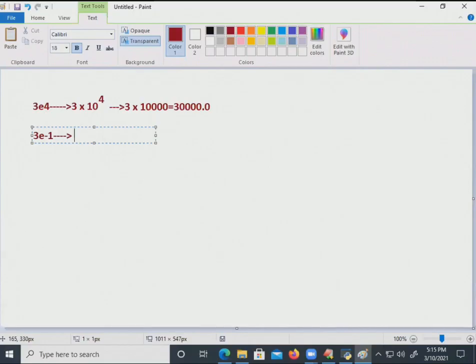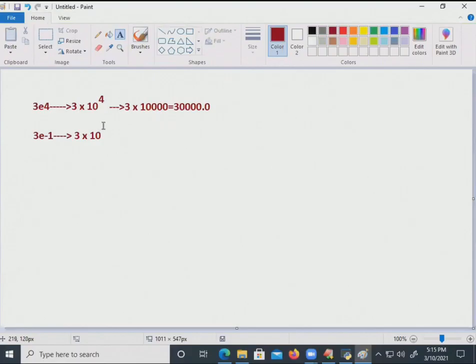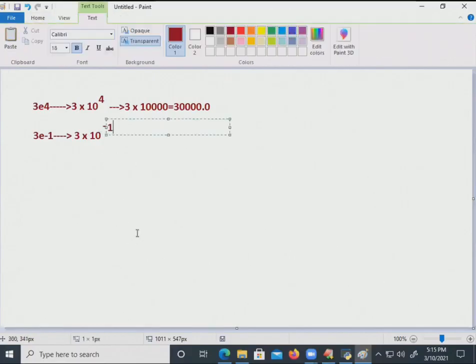Coming to the point. 3 into, come on, tell me, 3 into 10 to the power of what? Minus 1. 10 to the power of minus 1. That is equal to 3 by 10. That is equal to what? 0.3. This is the result.